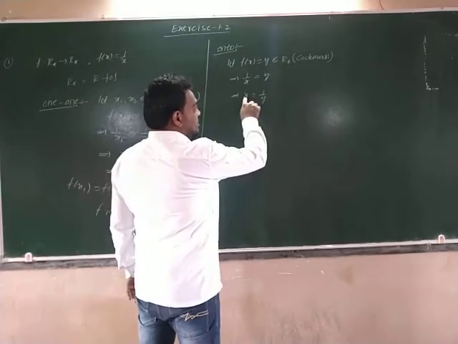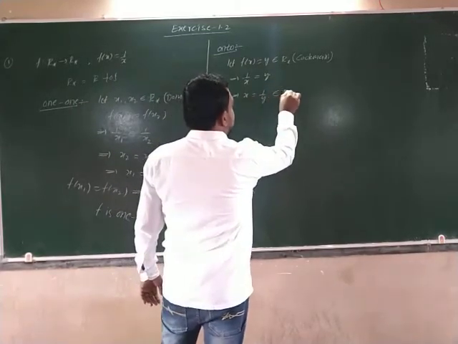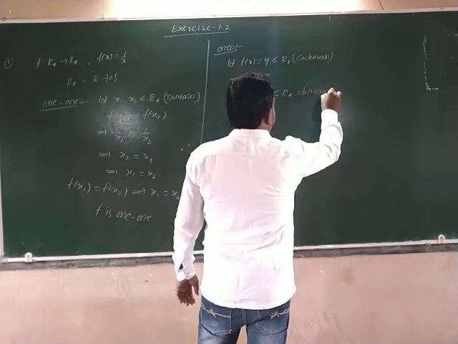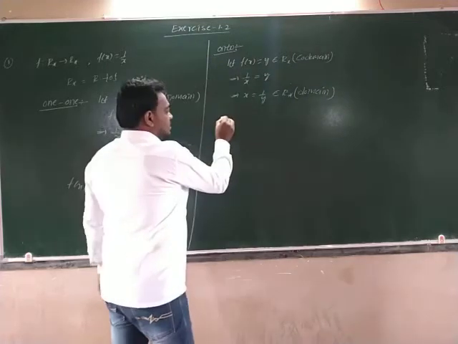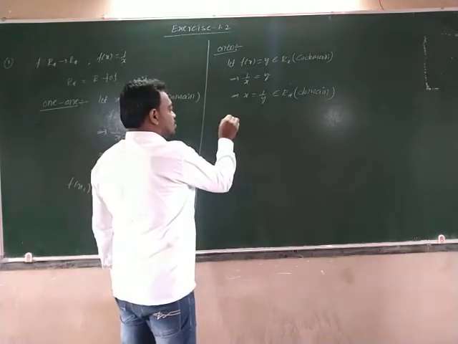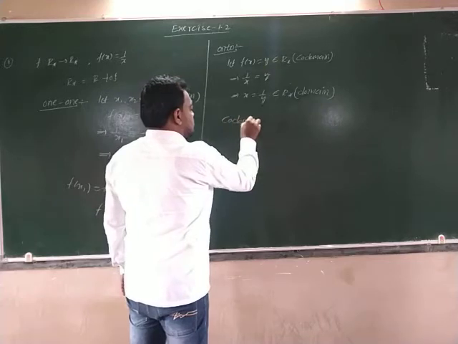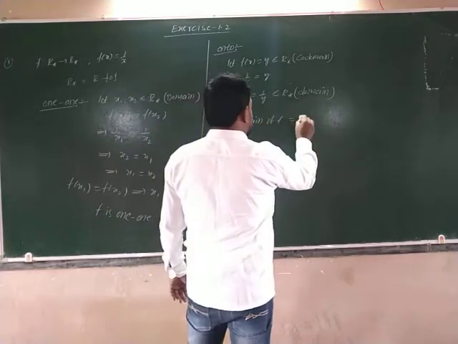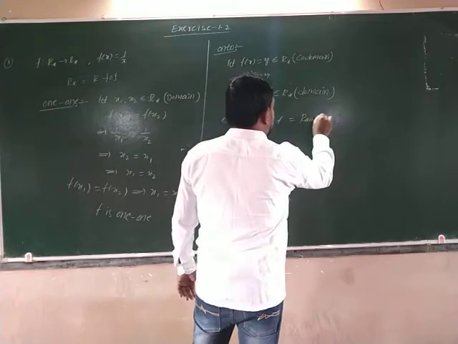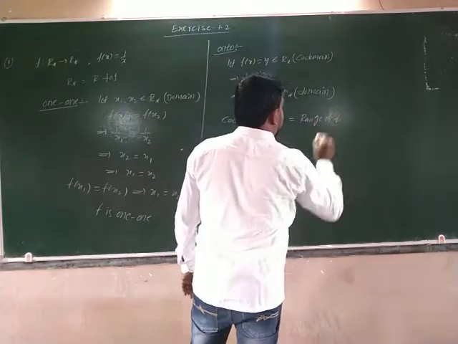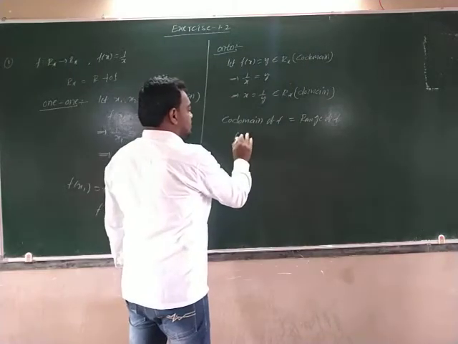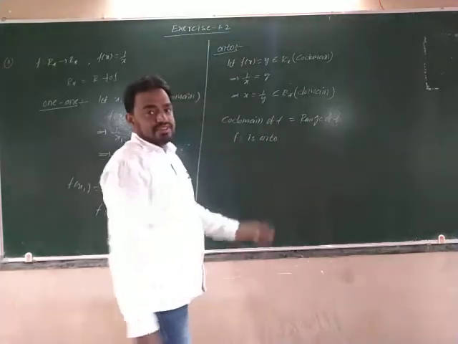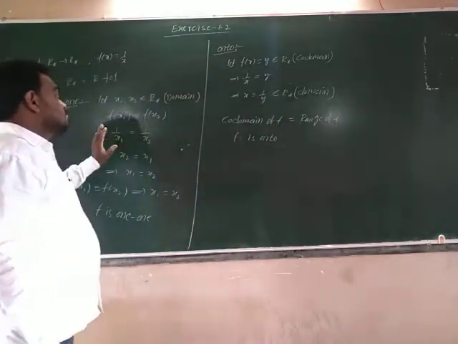So what we are writing is x equal to 1 by y. Here x is a domain element. Here the codomain of f is equal to the range of f. Therefore, f is onto. This is the proof. So you watch carefully.